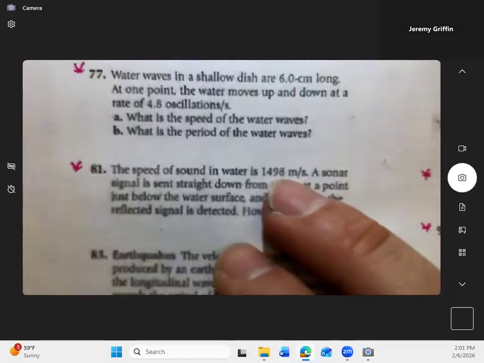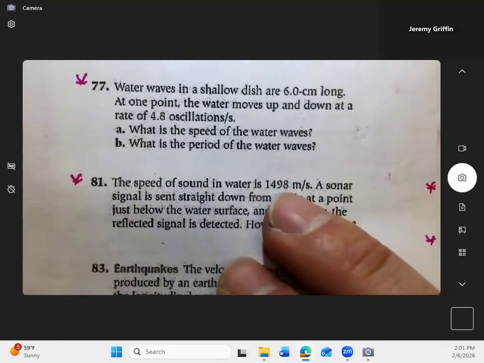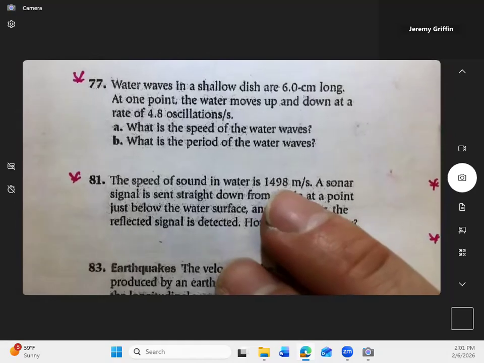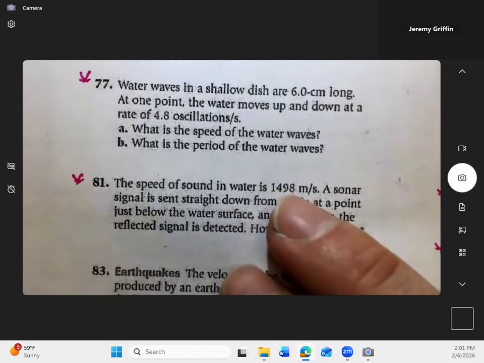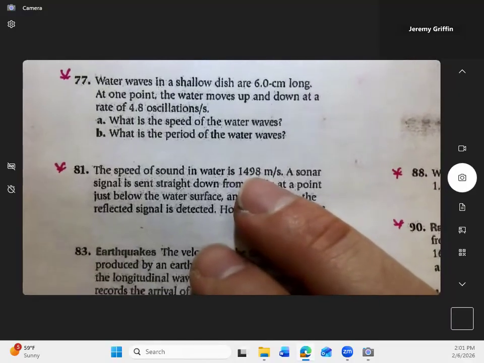So where is sound faster, air or water? It says right here, it has to be water. 1498, that's a lot faster than 340. Multiple times faster for water.